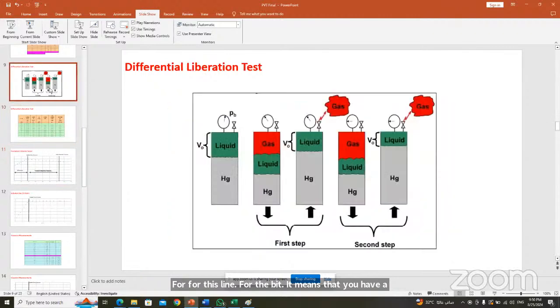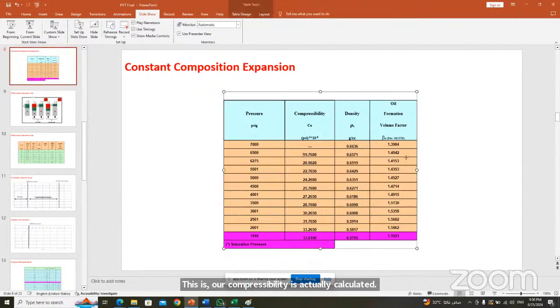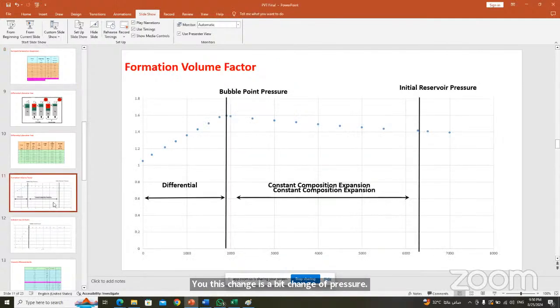The oil compressibility is actually calculated in the first table. So the oil compressibility is basically the change in the Bo per change of pressure, the change of volume per change of pressure. If we have a steep Bo curve, you have a higher oil compressibility.